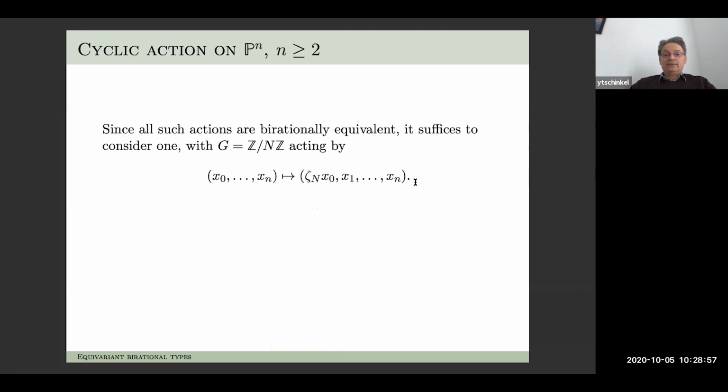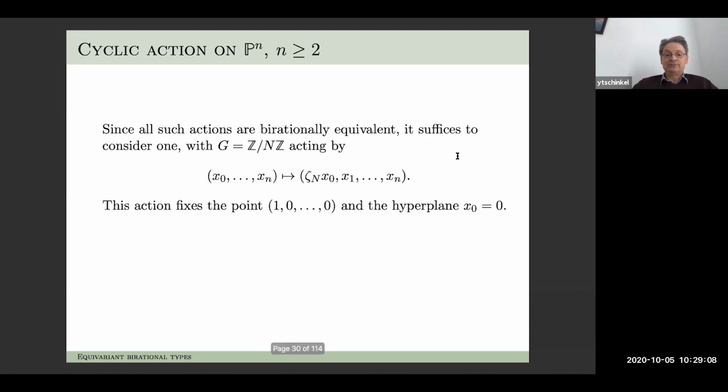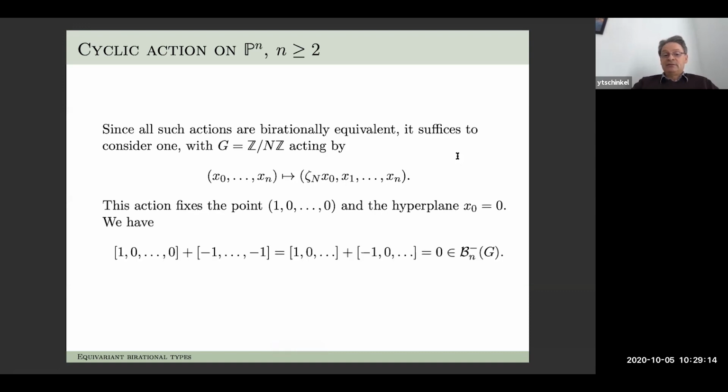So we know that all such actions are equivalent, so we may as well look at the simplest one, where we act by nth roots of unity on one of the coordinates and do nothing to the others. So we have an isolated fixed point and a hyperplane. And then the symbol that we write down is 1, 0, 0, 0, and then -1, -1, -1.